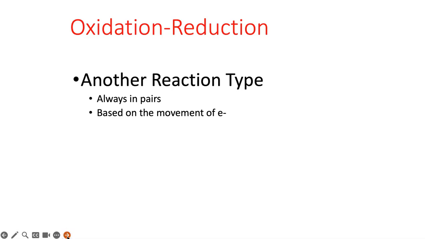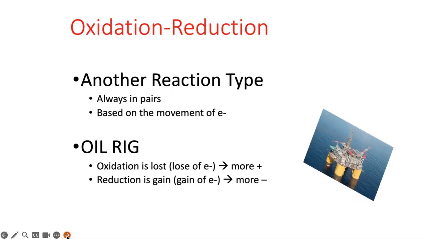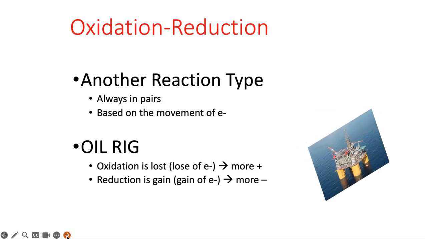Another type of reaction is our oxidation reduction reaction, affectionately called redox. These occur in pairs, and again, they're based on the movement of the electrons. OIL RIG is the little acronym that we can use to remember that, where each letter stands for something. So OIL: oxidation is loss. So when an electron is lost, which we know metals like to do, that would be oxidation. RIG: reduction is gain. So when they gain electrons, we would say that they were reduced. And so, again, another easy, good way to remember that.